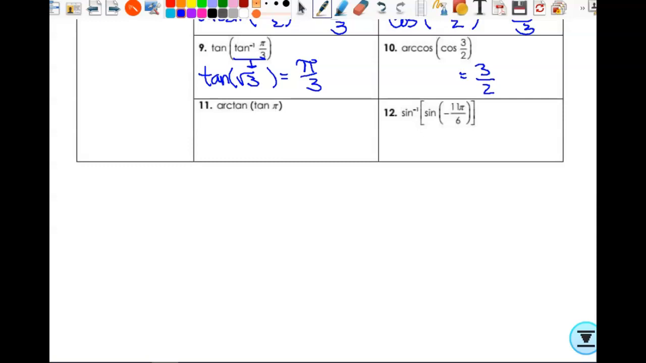So here I have the arc tangent of the tangent of pi. Does pi fit within that little range that we need? It doesn't, so my answer is not pi. So I need the arc tangent of, what is the tangent of pi? 0. Okay, and then you have to be careful with the zeros, because the 0 could represent an angle or a ratio.